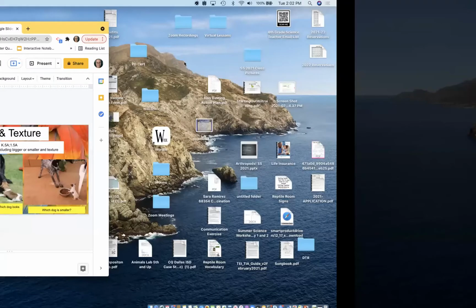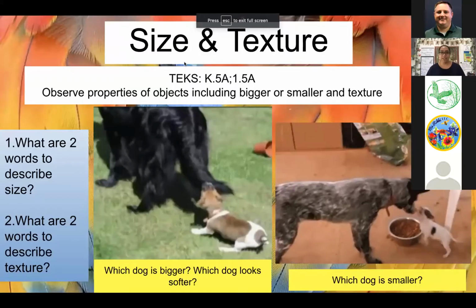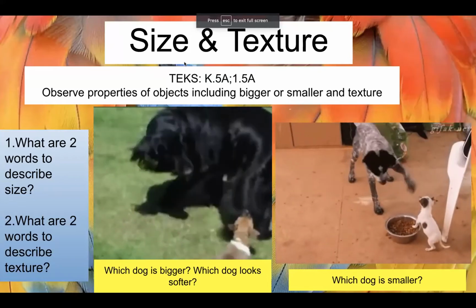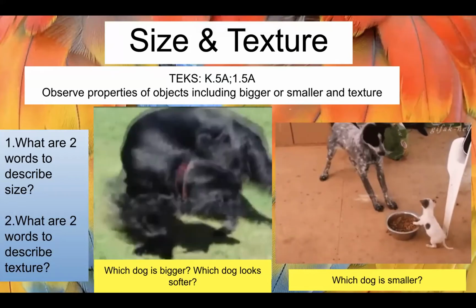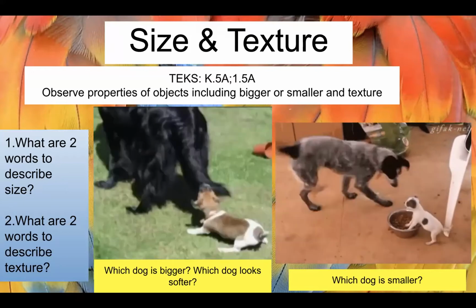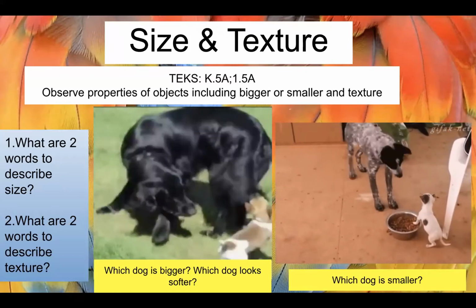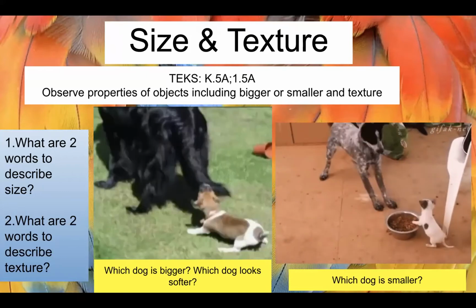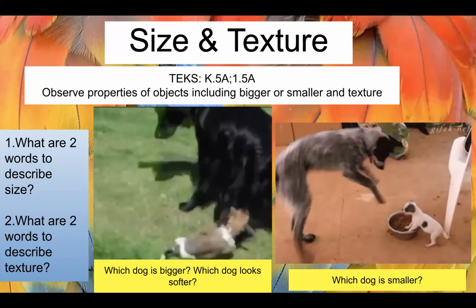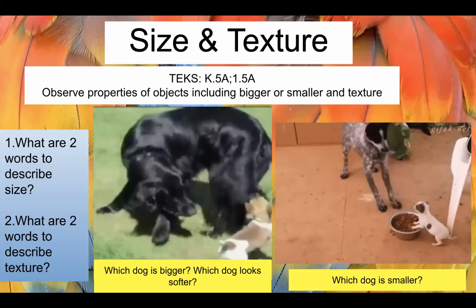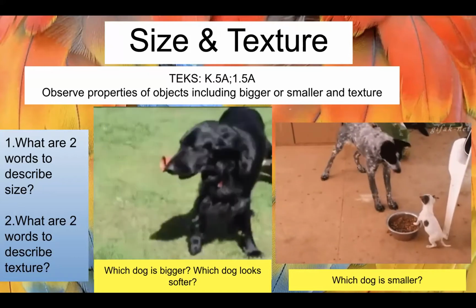Today we are learning about size and texture. So we're going to be observing properties of objects including bigger and smaller and texture. And hopefully by the end of this program, you will be able to answer these two questions. The first question is, what are two words to describe size? And the second question is, what are two words to describe texture, how something can feel?